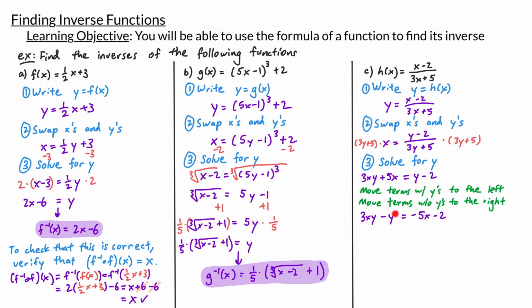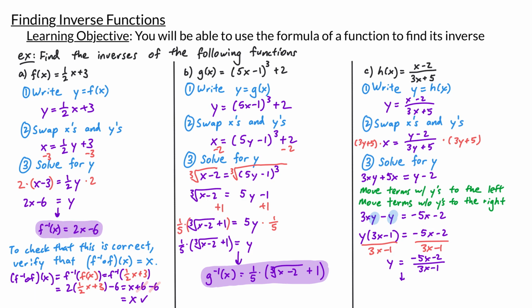Since all of the terms on the left-hand side have y's in them, we can factor those y's out. So on the left-hand side, factoring out the y, that leaves me with 3x minus 1. And on the right-hand side, we still have negative 5x minus 2. Now there's just one last step to get y by itself, and it's to divide both sides by 3x minus 1. So dividing both sides by 3x minus 1, we'll just be left with y by itself on the left, and then on the right we have (negative 5x minus 2) over (3x minus 1).